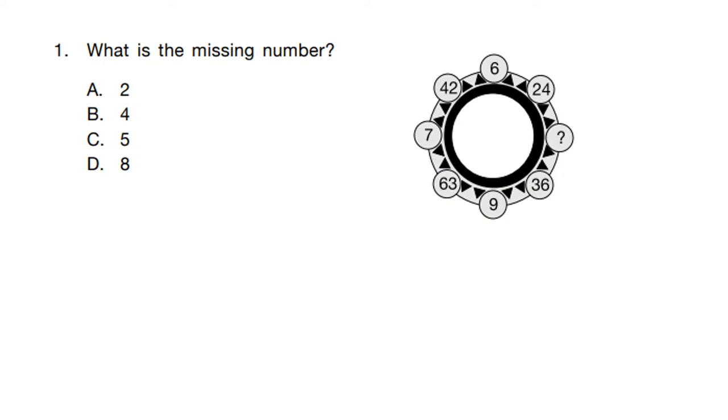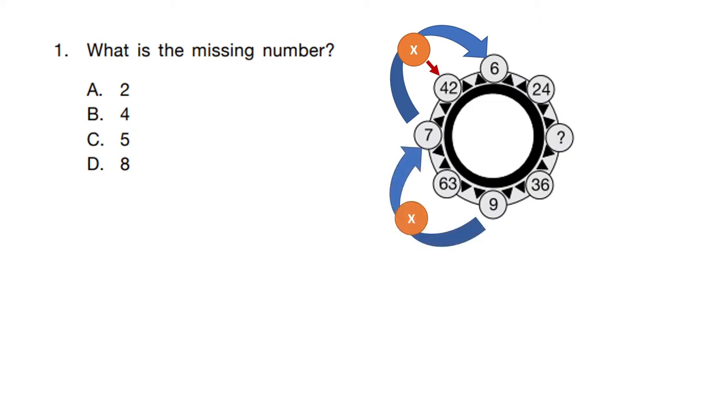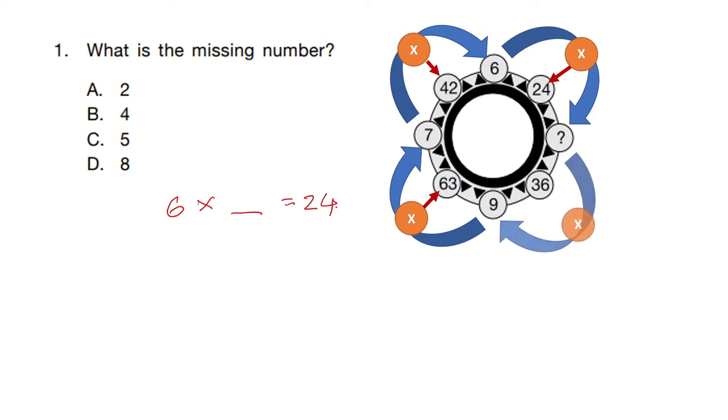Now, if you look at this carefully and if we multiply alternate balls, so 7 times 6 is actually 42. Let's look at another pair which would be 7 times 9. This is equal to 63. So, we can use this logic and to find the missing one, we need to do 6 times the missing block is equal to 24. So, 6 times something is equal to 24. And the next combination is 9 times something is equal to 36. And if you know your tables right, the answer is 4. So, the right answer is option B, 4.